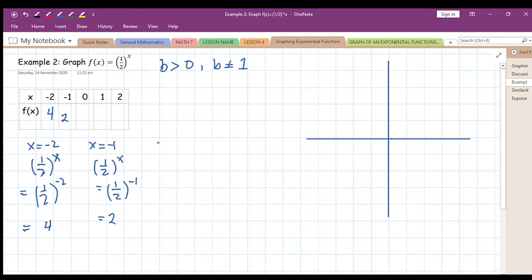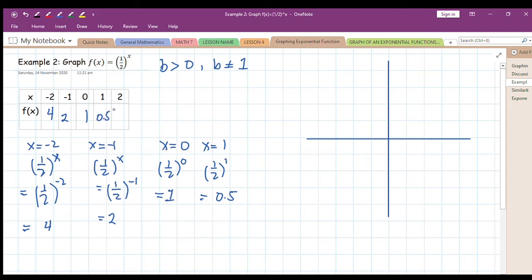And we also have, if x is equal to 0, 1/2 raised to 0, and we all know that any number raised to 0 is equal to 1. So we have this 1 here. And also, if x is equal to 1, what will be the value of our f of x? We have 1/2 raised to 1 because our x here is 1, so I already substituted it. So 1/2 raised to 1 is equal to 1/2 itself. So 1/2 is equal to 0.5.